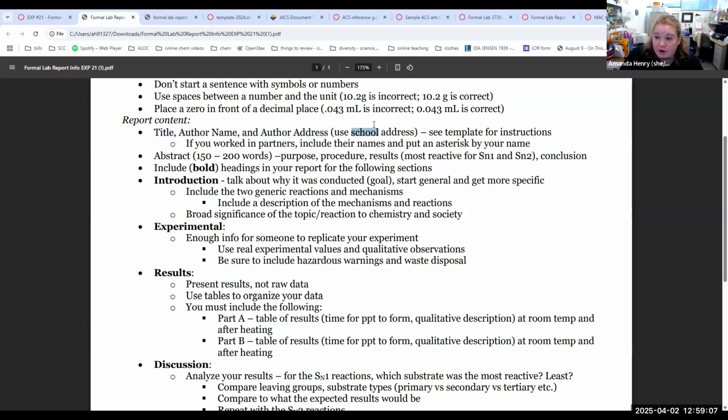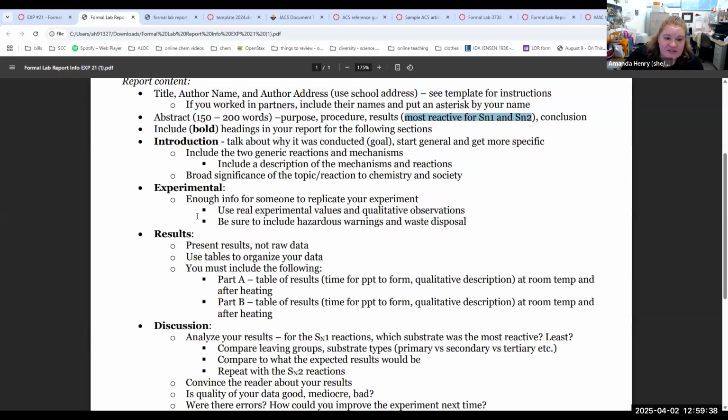You did work with a partner for this lab, so we need to give your partner credit. You're going to include your partner's name, but because you're writing this paper, you're going to put a little star, a little asterisk next to your name to say that you are the main author of this paper. Next thing is your abstract. Pretty much the same rules as what we've been doing: purpose, procedure, results. Specifically in the results, you want to talk about what was the most reactive in part A and part B, or in SN2 and SN1.